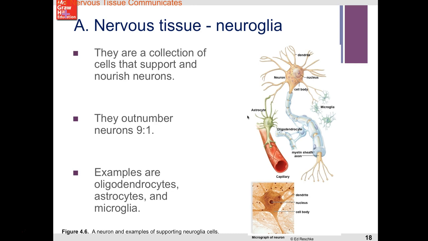You do not have to know the different names of them, just know that they support neurons, and there's a lot more neuroglia than there is neurons. There's about a 9-to-1 ratio. So kind of think of your celebrities. There's that one celebrity, but they have a lot of supporters. They have their makeup artists, they have their hairstylists, they have their clothing stylists, they have their nutritionist and their exercise trainer, and the list goes on, right?